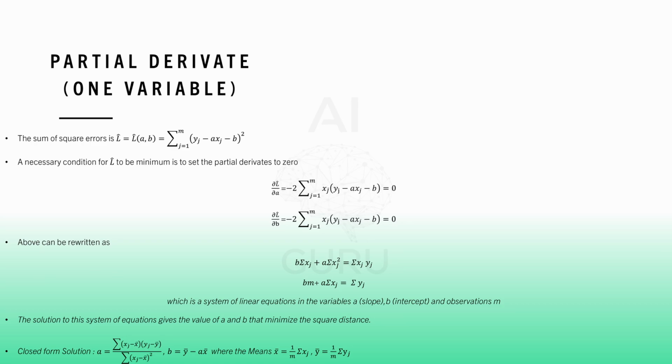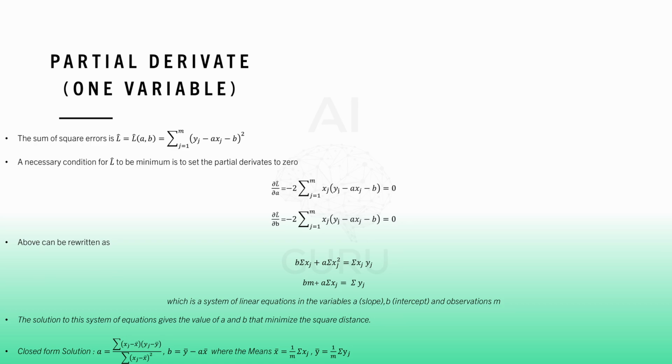So we calculate those partial derivatives, ∂L/∂a and ∂L/∂b, and then we set both of them equal to 0. That gives us a system of 2 linear equations with 2 unknowns, a and b. And we can solve that system using linear algebra.